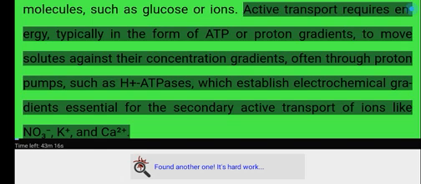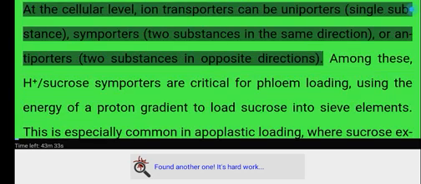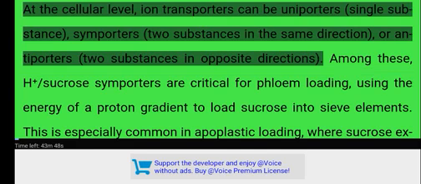Active transport requires energy, typically in the form of ATP or proton gradients, to move solutes against their concentration gradients, often through proton pumps, such as H+-ATPases, which establish electrochemical gradients essential for the secondary active transport of ions like NO3-, K+, and Ca²+. At the cellular level, ion transporters can be uniporters, single substance importers, symporters, two substances in the same direction, or antiporters, two substances in opposite directions.